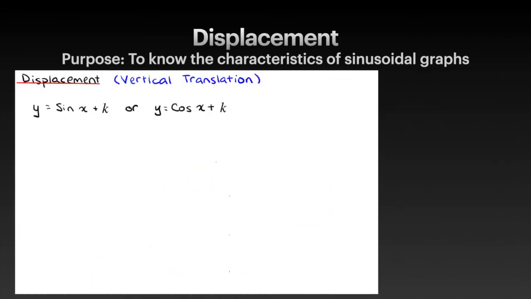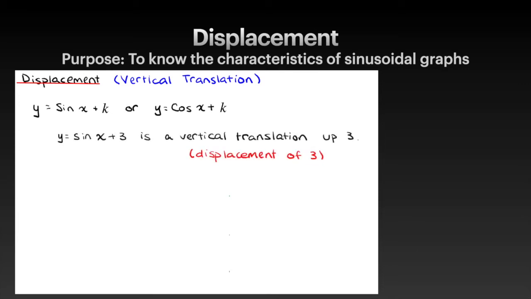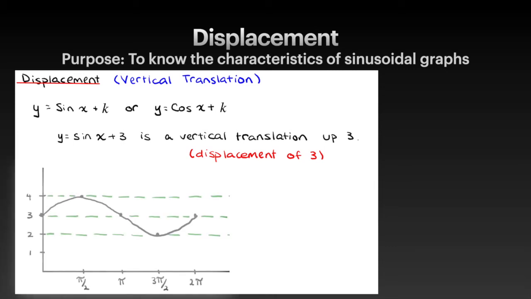Next is displacement, and displacement talks about vertical translations. So on a sinusoidal graph or trig graph, displacement means what is the vertical translation? And this relates to the k value. Suppose we have y equals sine x plus 3. This is a vertical translation up 3, or a displacement of 3, depending on how you want to say that. But this is what it means.